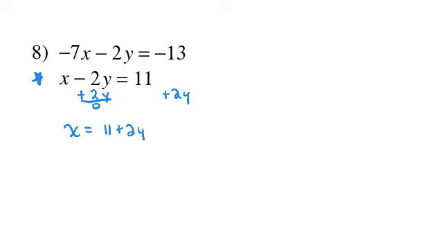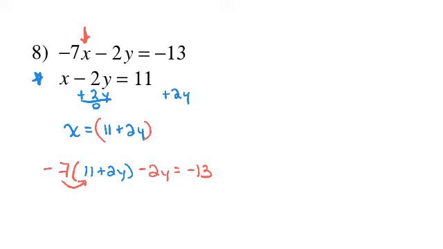Now I'm going to take that expression just like I would if it was y equals 11 plus 2x. Excuse me, I'm going to take 11 plus 2y and I'm going to substitute it in for x because now x equals something. Okay, so I'm going to rewrite the equation of negative 7 times 11 plus 2y, minus 2y equals negative 13. Now still, everything's in terms of one variable. So I can solve for y.